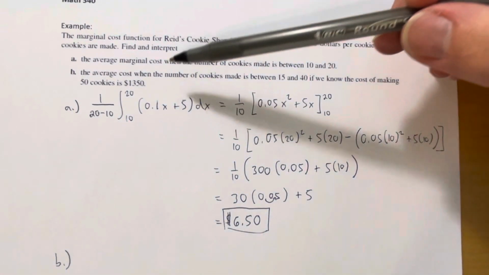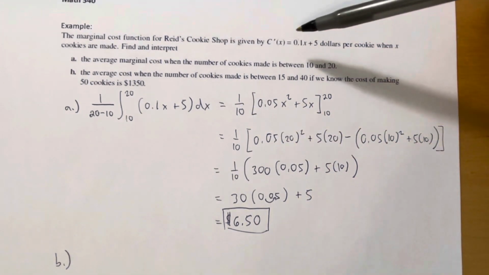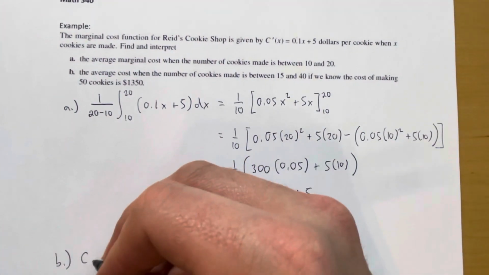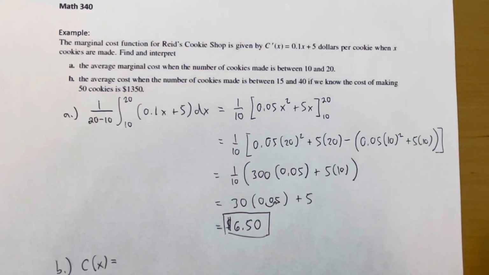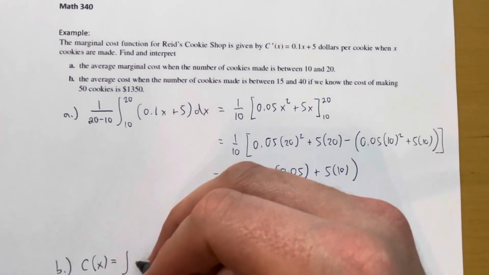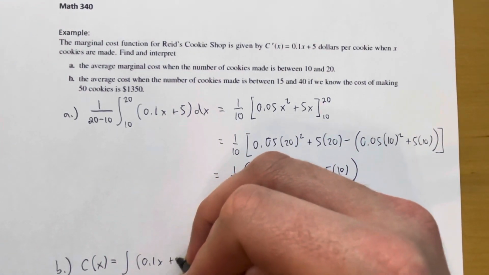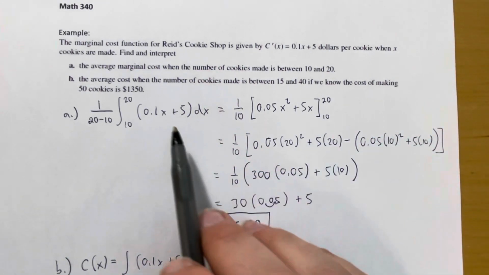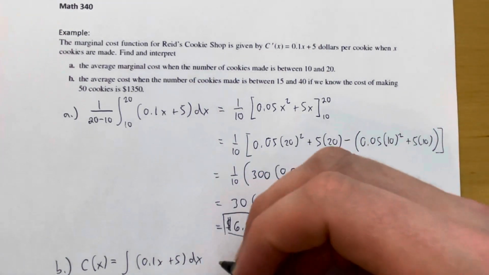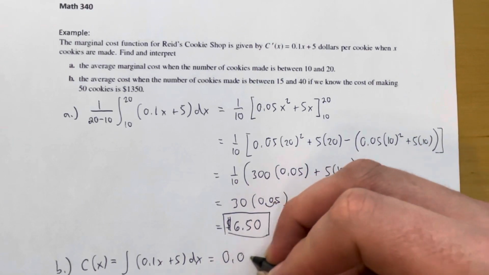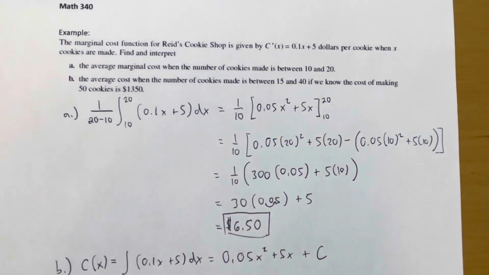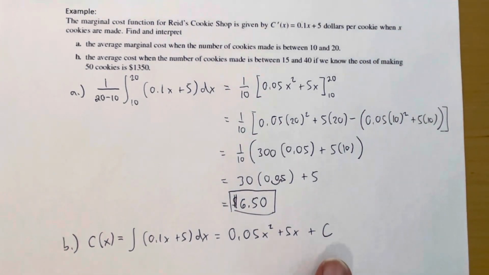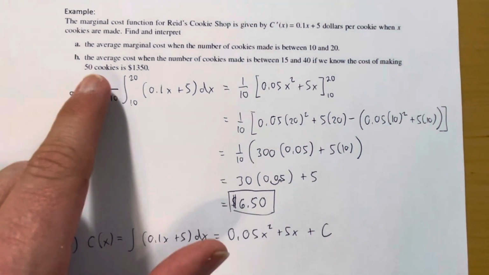Okay, so the average cost function, we're looking for c of x. We don't have c of x, we have c prime. But c of x would be an antiderivative of c prime. So I just need to take an antiderivative of that, 0.1x plus 5 dx. We technically already did that here. It's the stuff in the square brackets, 0.05x squared plus 5x, but then it's an indefinite integral, so we have plus c.